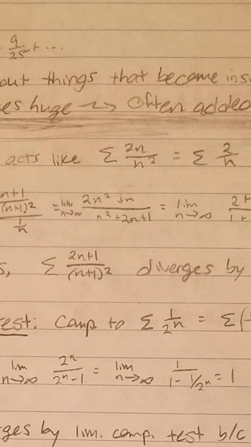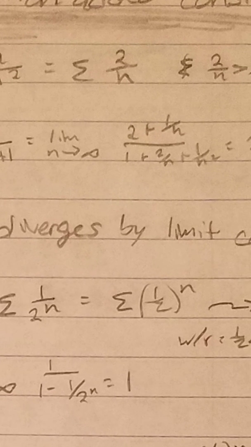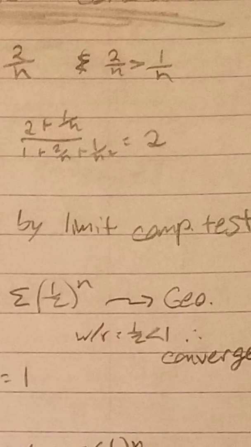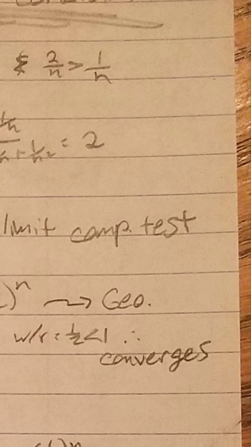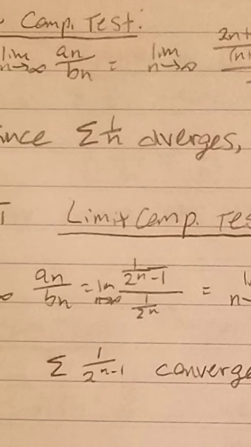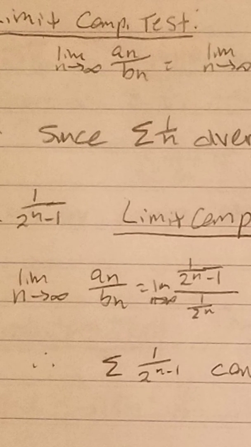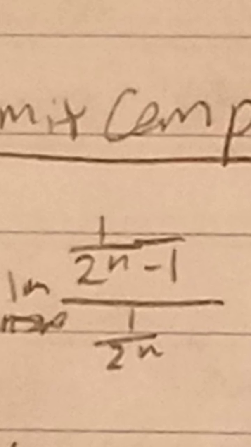So we're going to compare it to the summation of 1 over 2 to the n, which is the same as the summation of quantity 1 over 2 to the n. Obviously, that's geometric with the absolute value of r less than 1. Therefore, it converges. You guys should know how to do that. That's pretty simple stuff. So we're going to take the limit as n goes to infinity of our original over our comparison point. So we've got the limit as n goes to infinity of the original, 1 over 2 to the n minus 1, over the new, 1 over 2 to the n.